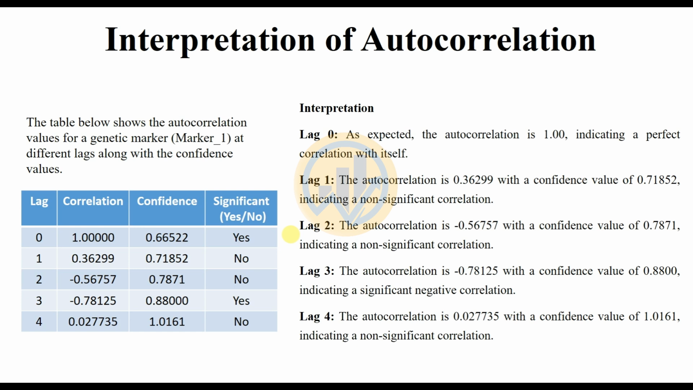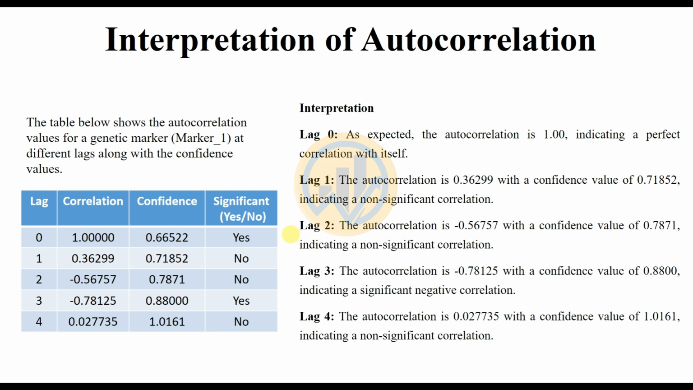The table below shows the autocorrelation values for genetic marker 1 at the different lags, along with the confidence interval. There are 4 columns present in the table: the lag, correlations, confidence, and the significance, yes or no. So, the interpretation of the table: at lag 0, as expected, the autocorrelation value is 1, indicating the perfect correlation of the marker with itself.